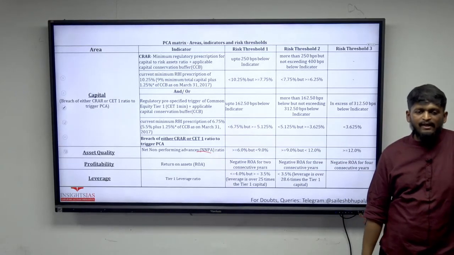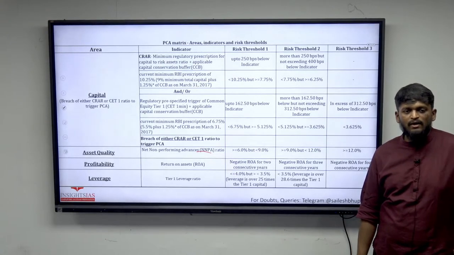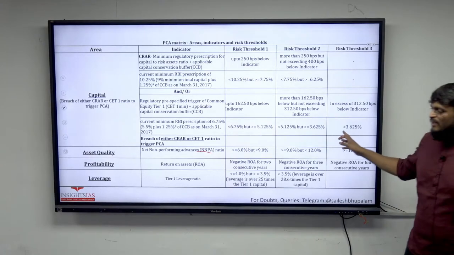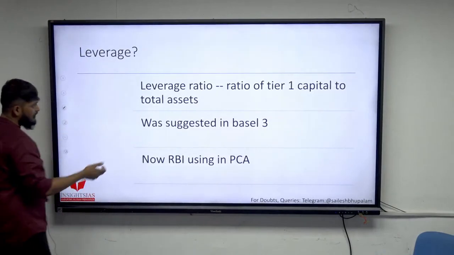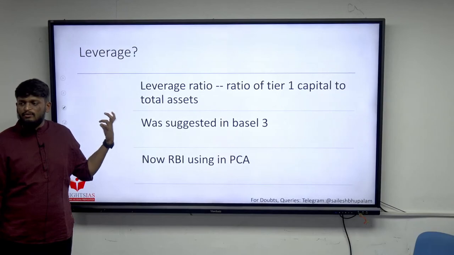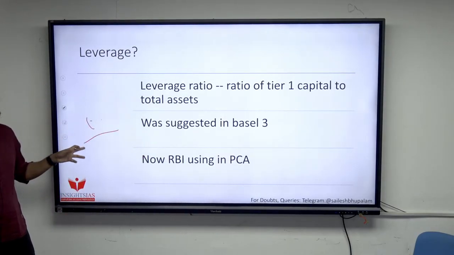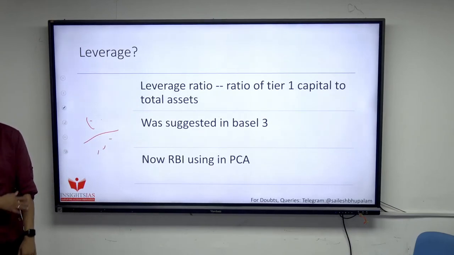Return on assets. That means how much they are able to earn from these assets, whatever they have given as loans, that is called return on assets. Tier 1 leverage ratio. Leverage ratio is not usually used in India much, but to compare with other countries, we use leverage. Leverage is similar to CRAR itself. You can see it is the ratio of tier 1 capital to total assets. We are only considering tier 1, that means permanent capital. We are only considering total assets without any risk weights. This is what we consider as leverage.